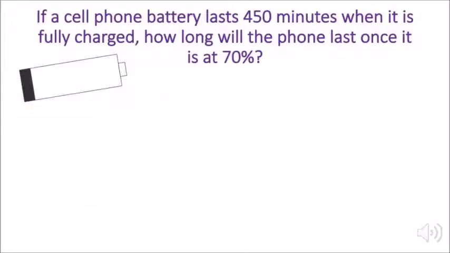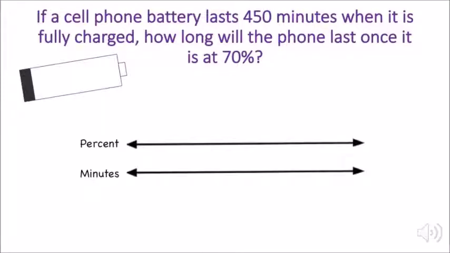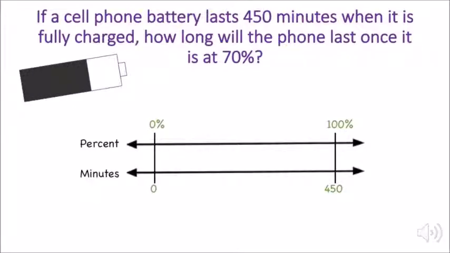If a cell phone battery lasts 450 minutes when it is fully charged, how long will the phone last once it is at 70%? Once our number lines are labeled, we can place 0%, 100%, and the correlating number of minutes on the number line. Since the problem is asking for 70%, we need to place 70% on the number line.